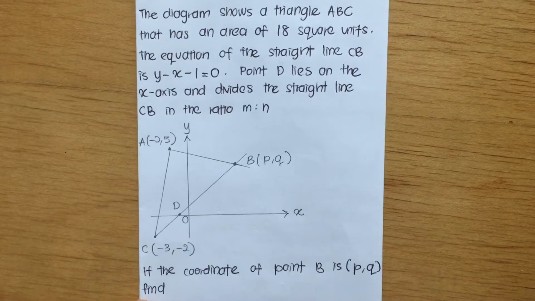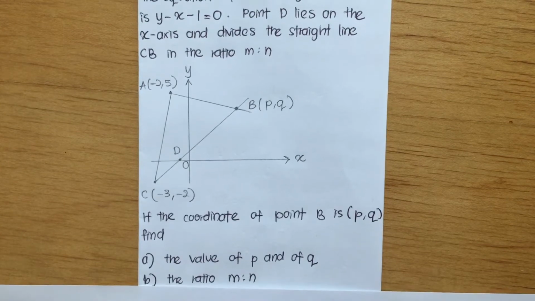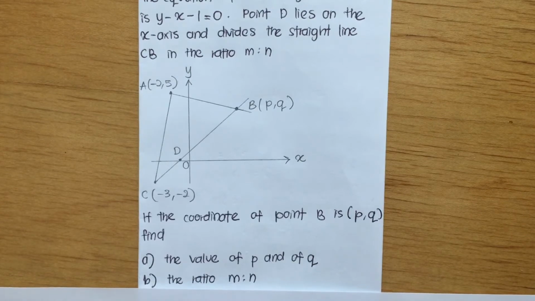Okay, let's continue to read the question. If the coordinate of point B is (p, q), find the value of p and of q and the ratio m:n. Alright guys, I hope you will attempt this question in the future. If you could manage to solve this question, well done guys. But if you can't solve this question, no worries. I'm going to show you the step-by-step working and the solutions now. Okay, without further delay, let's go for the solution now.